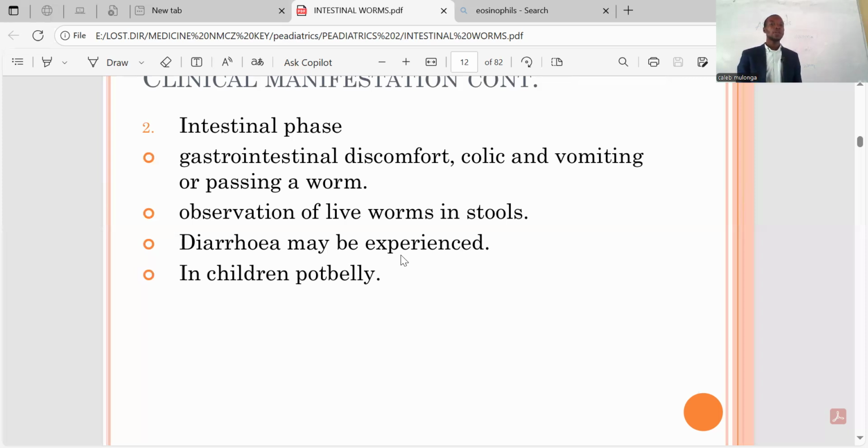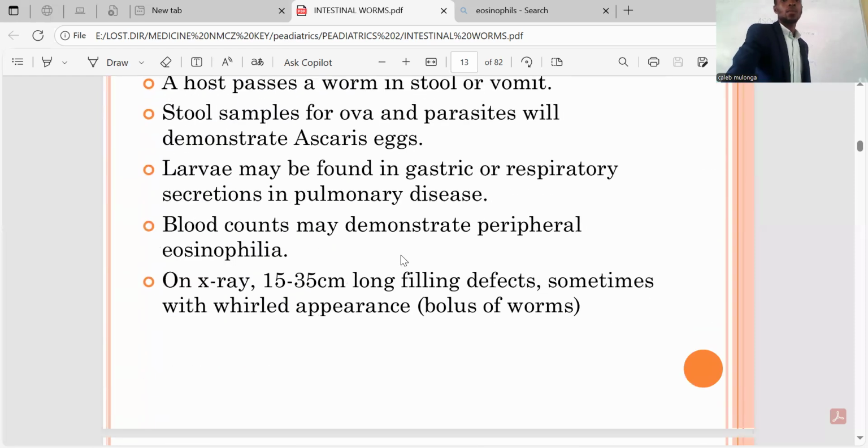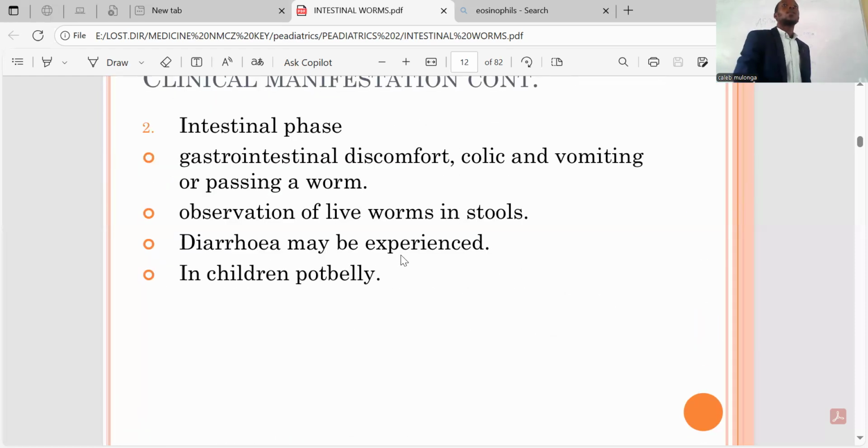We also have diarrhea that may be experienced as a result of the irritation of the intestinal mucosa due to the presence of the worms. So basically, those are the signs and symptoms. Okay. Any questions?